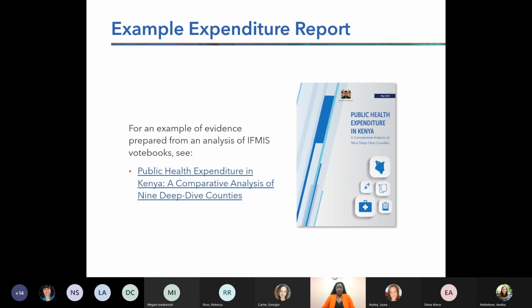So please visit our website to see various publications, including the one that you can see projected, which gives you an example of some of the evidence that was prepared from the analysis of the IFMIS vote books using the HP Plus developed tool.